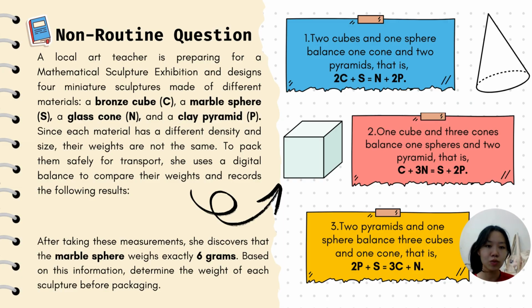First, 2 cubes and 1 sphere balance 1 cone and 2 pyramids. That is 2c plus s equals n plus 2p. 1 cube and 3 cones balance 1 sphere and 2 pyramids. That is c plus 3n equals s plus 2p. Last, 2 pyramids and 1 sphere balance 3 cubes and 1 cone. That is 2p plus s equals 3c plus n.